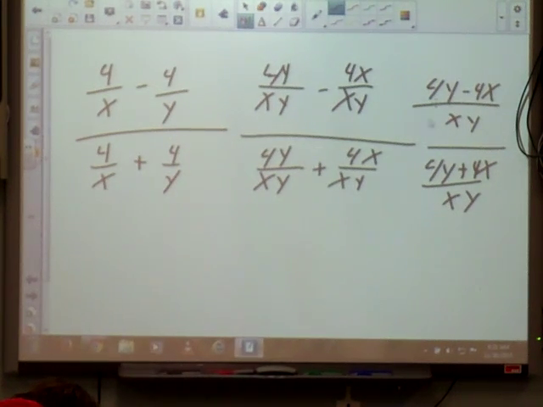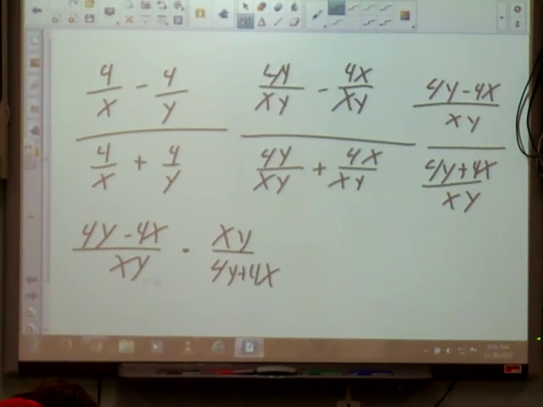We ready? We got one denominator. 4y minus 4x over xy. I kept that one the same. I changed it to a multiply. Flip the second one. That lets me get my ninja sword warmed up. So we got 4y minus 4x over 4y plus 4x.